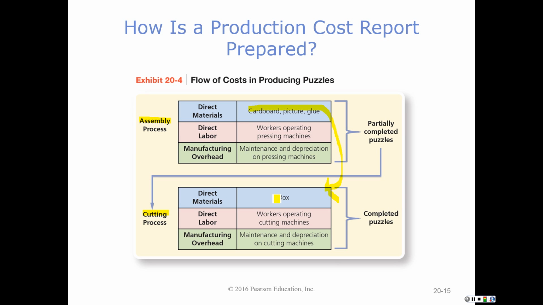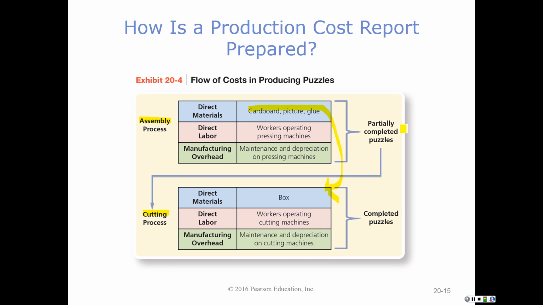The same thing with the labor. The assembly process has its own labor, those who are using the pressing machines to get the picture onto the cardboard. In the cutting process, we have labor that is actually cutting the puzzle and putting it into the box. The manufacturing overhead likewise would be different. But what happens is the assembly process takes place first, and when everything in the assembly process has been completed, it gets moved, as you will see.